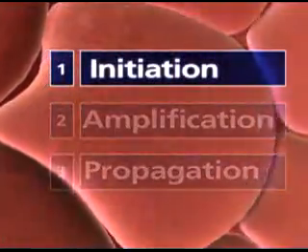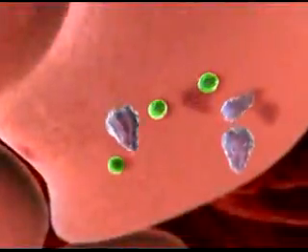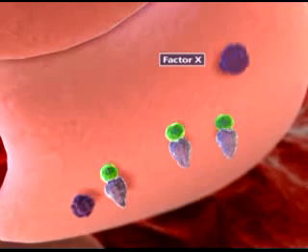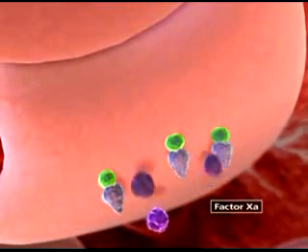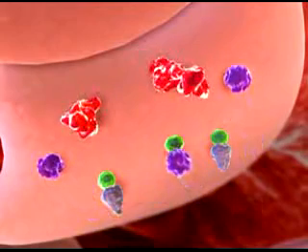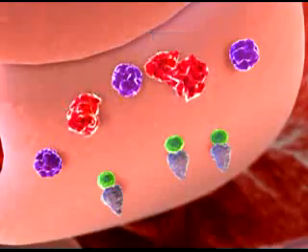The first phase, initiation, takes place on the tissue factor-bearing cell. An injury to the vessel wall exposes tissue factor, which has a high affinity for factor 7A. Factor 7A binds with tissue factor to form a complex that converts factor 10 to factor 10A. While this may not be sufficient to sustain hemostasis, this small amount of thrombin can initiate coagulation.